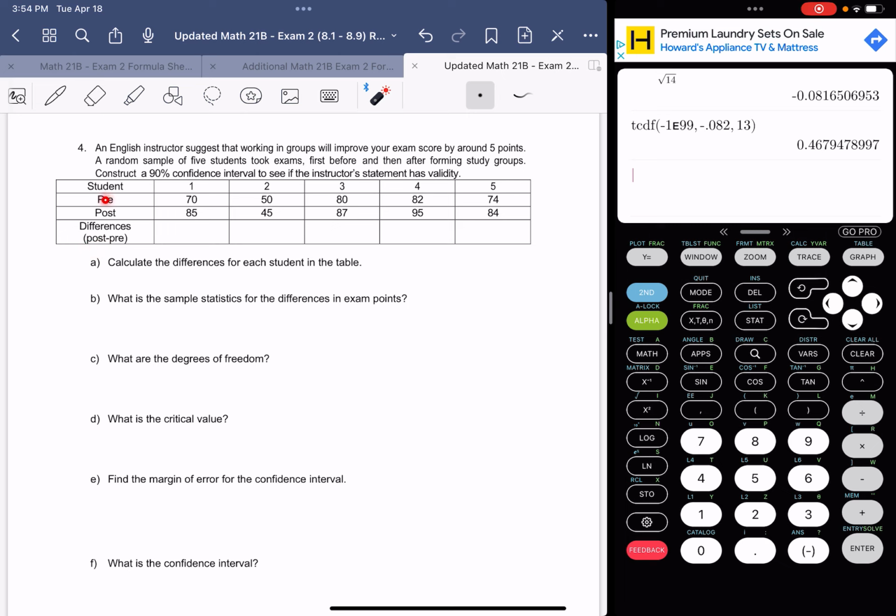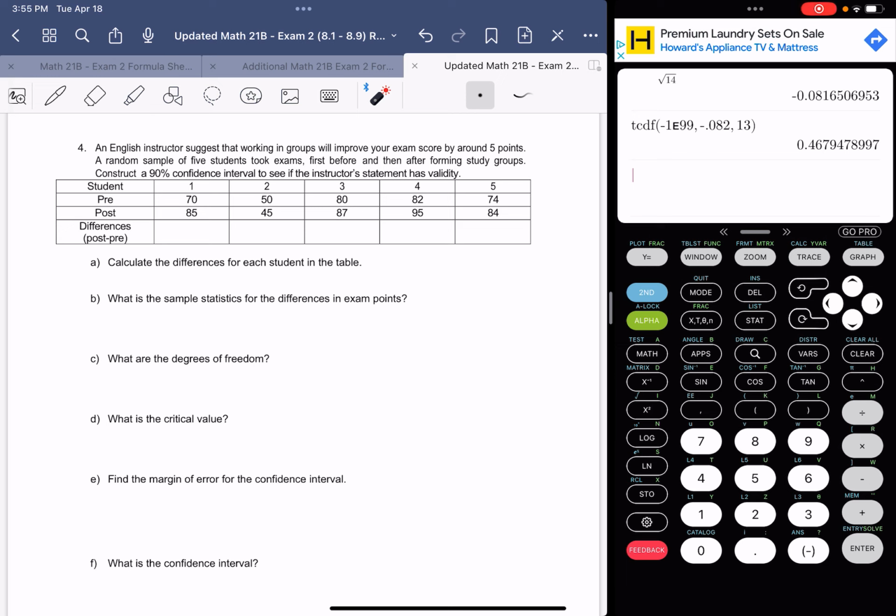Notice it's not pre minus post. That's usually the way we would do it. The majority of the time you just go in order, pre minus post, whatever comes first minus whatever comes second. But notice the order is reversed here. So please take an extra second to make sure you do it in the correct order. Okay, so we're doing post minus pre in this example.